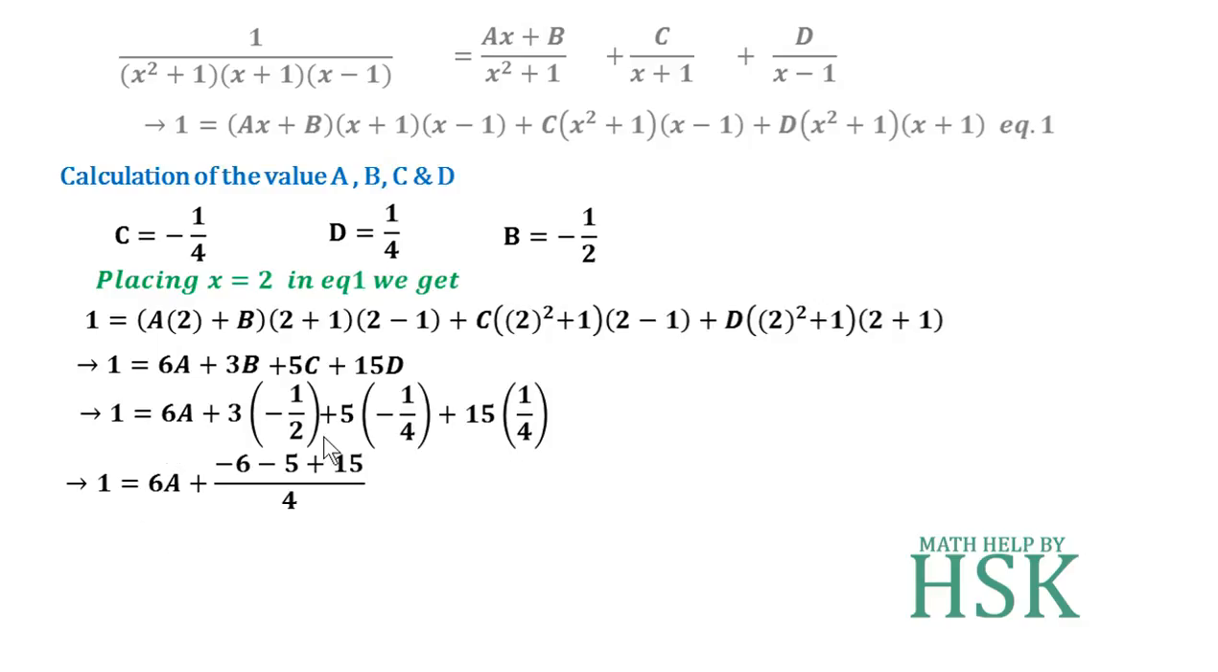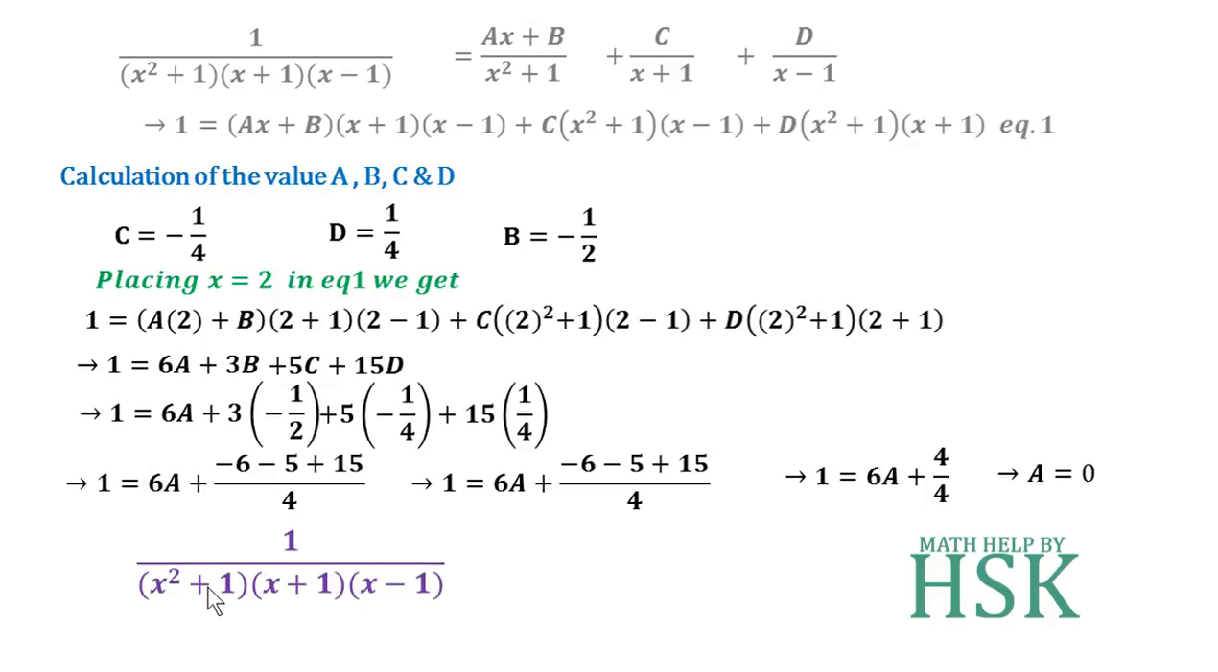On taking the LCM of these terms, I'm going to get LCM is equal to 4, and on adding them I'm going to get, here it is 2, so this will be minus 6 minus 5 plus 15, or 1 is equal to 6a, and this solves to give me 4. So this will be 4 upon 4. So 1 is equal to 6a plus 4 upon 4. This will be 1, 1 cancels out, so I get a is equal to 0, right?